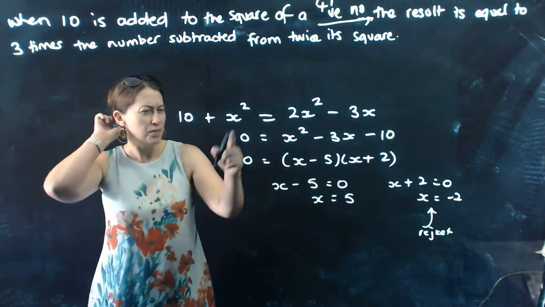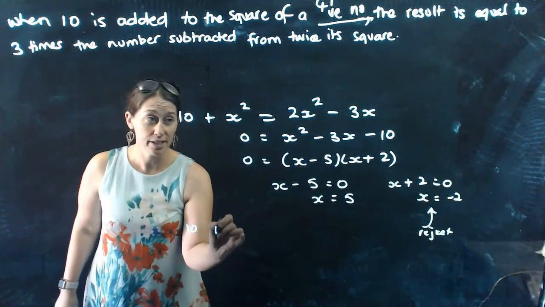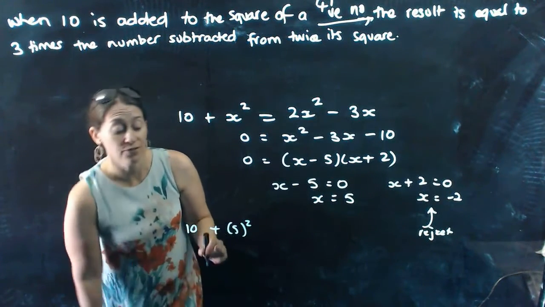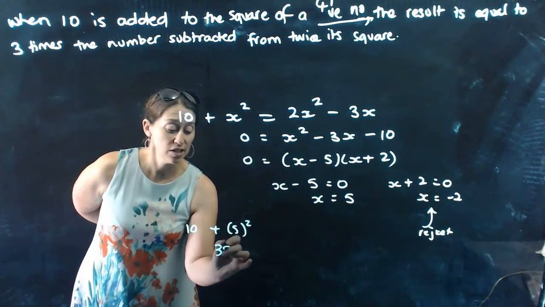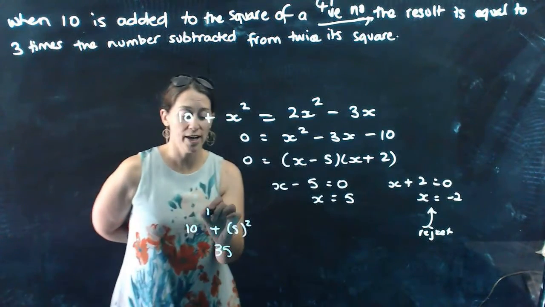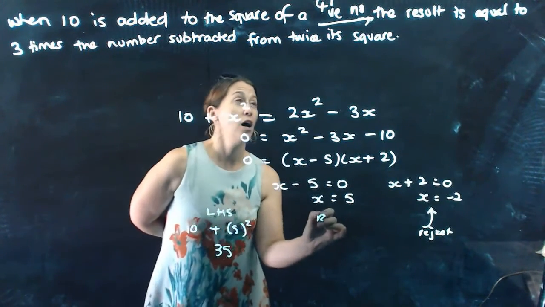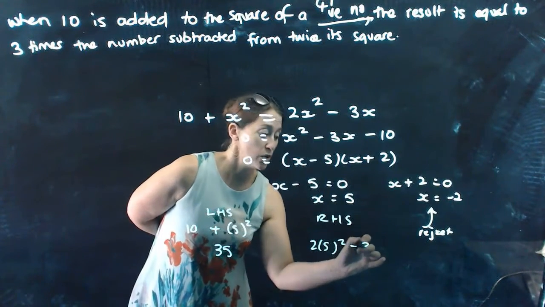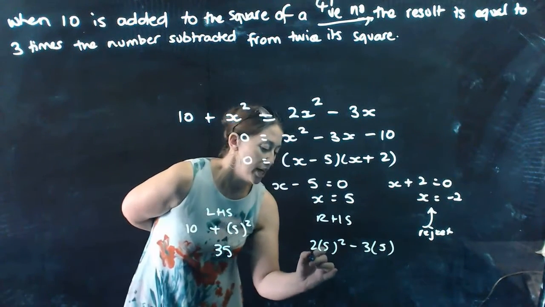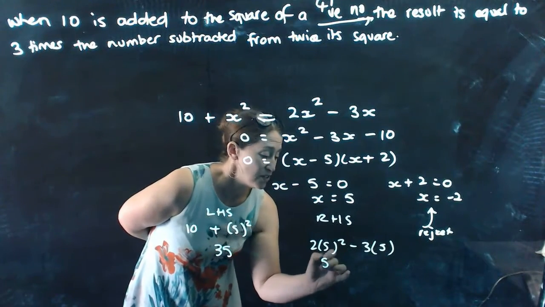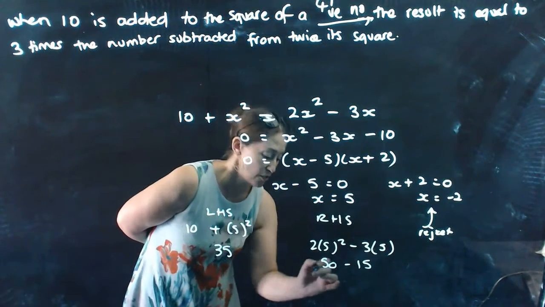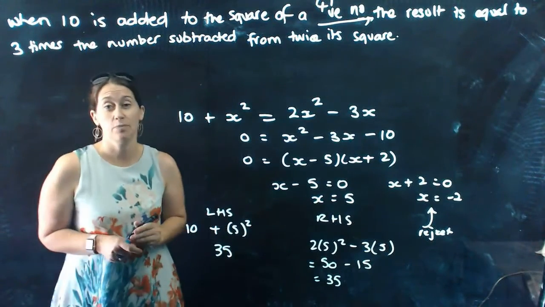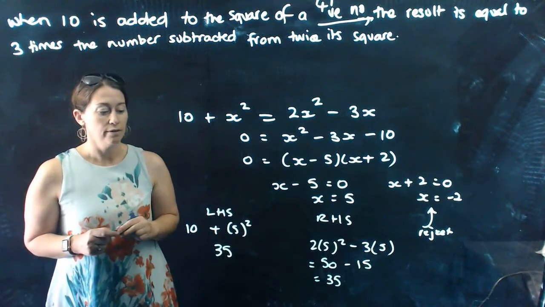Let's verify that. Let's put 5 in there and check the left-hand side equals the right-hand side. 10 plus 5 squared is 25, so the answer here is 35 on the left-hand side. Let's check the right-hand side. 2 times 5 squared, take away 3 times 5. We have 25 times 2 is 50, take away 15 is 35. Left-hand side equals the right-hand side, therefore we have verified that our positive number is 5.